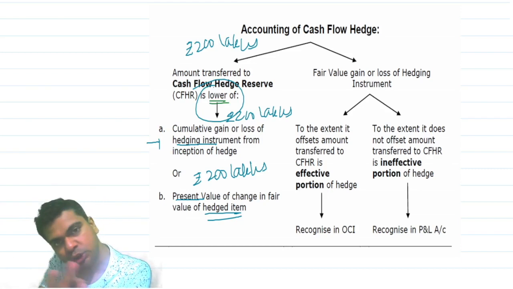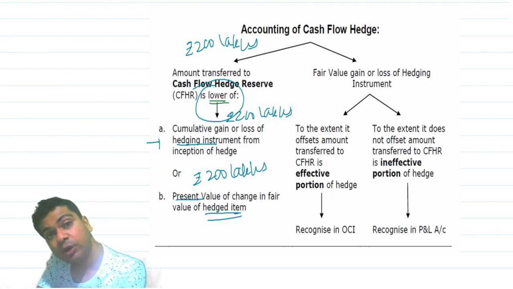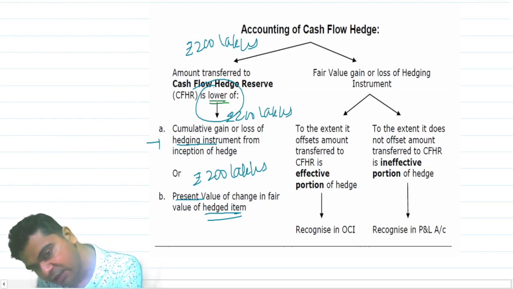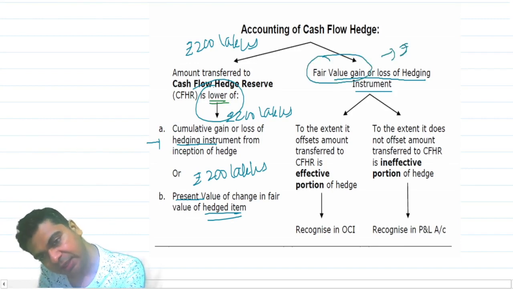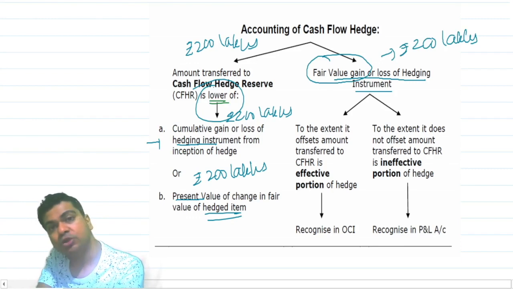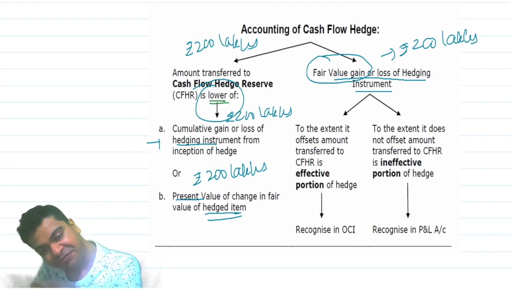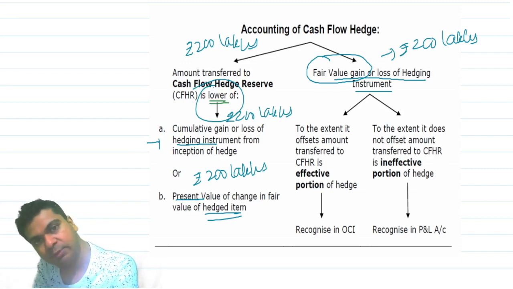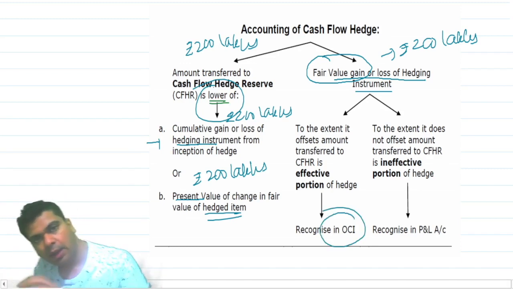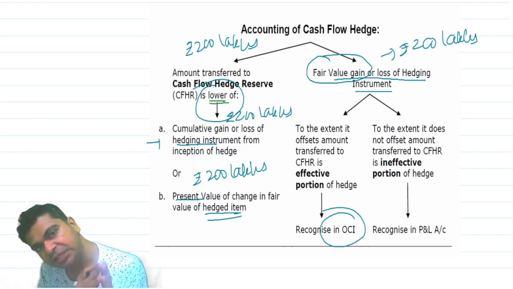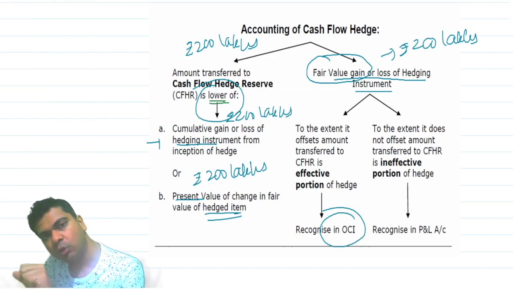Now, is this 200 lakhs which I am planning to transfer to the cash flow hedge reserve offset by the fair value gain or loss of the hedging instrument? We know the fair value gain of the hedging instrument is 200 lakhs. So the amount transferred to the cash flow hedge reserve is 200 lakhs and it is offset by the fair value gain of the hedging instrument. In other words, this 200 lakhs will be recognized in OCI. You will create cash flow hedge reserve and this cash flow hedge reserve will be recognized in other comprehensive income.